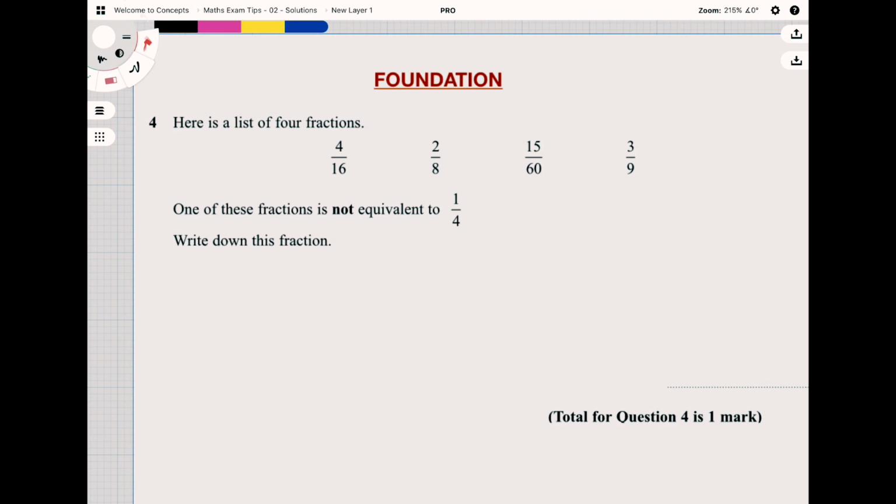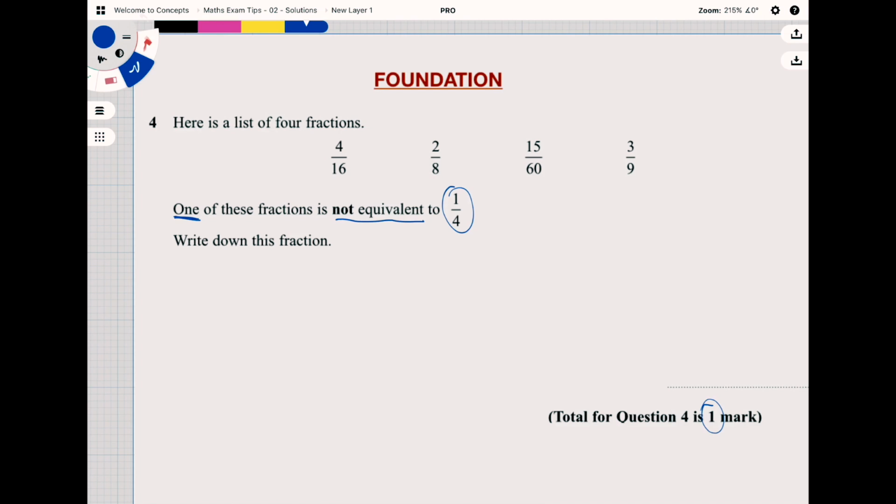Here is a list of 4 fractions: 4 over 16, 2 over 8, 15 over 60, 3 over 9. One of these fractions is not equivalent to a quarter. Write down this fraction. Like I mentioned in the last video, the keyword not is in bold print, so we need to be aware of that. Second time reading it, I'm going to underline: one of these fractions is not equivalent to a quarter. It's only worth a mark, so it's really important to go through this quickly.